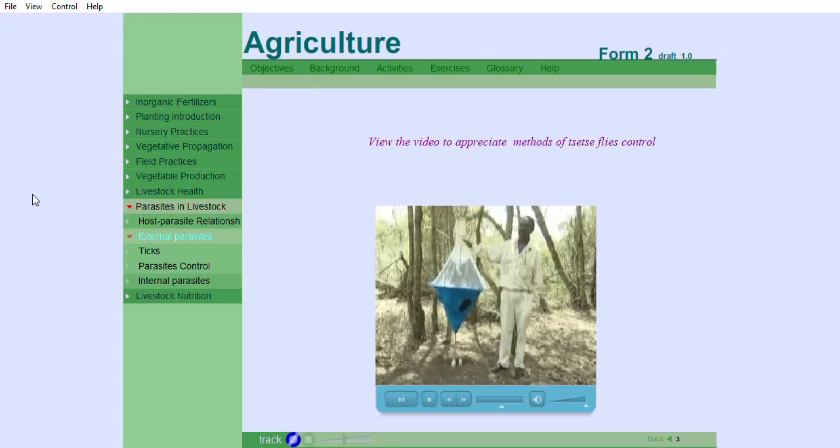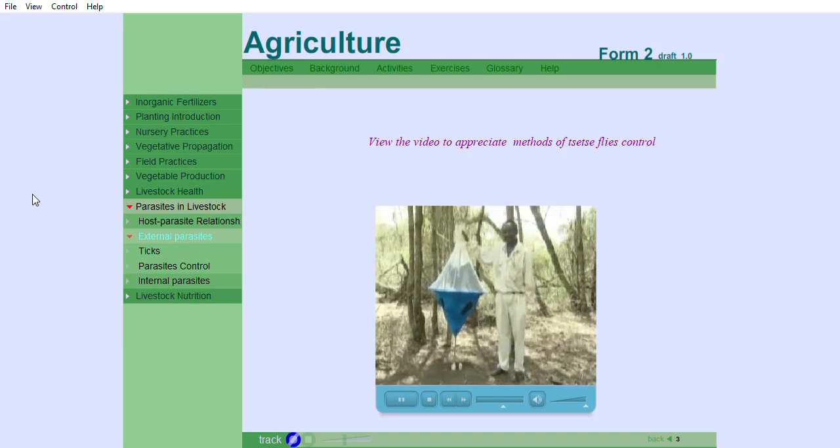We have several. When we want to suppress them or kill them, we use another one that is called the biconical trap, but the cage is covered with a polythene paper. So the fly will die because of heat inside there, and of course lack of oxygen after some time.